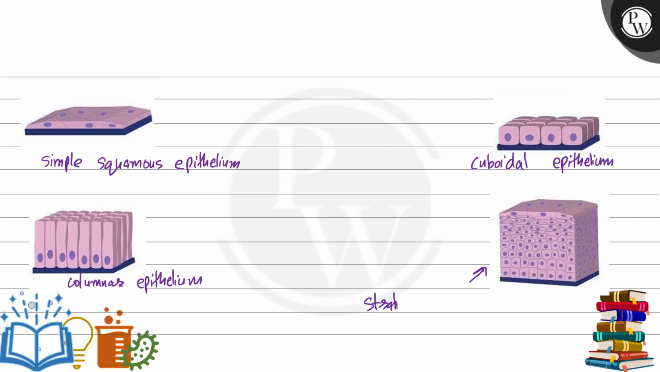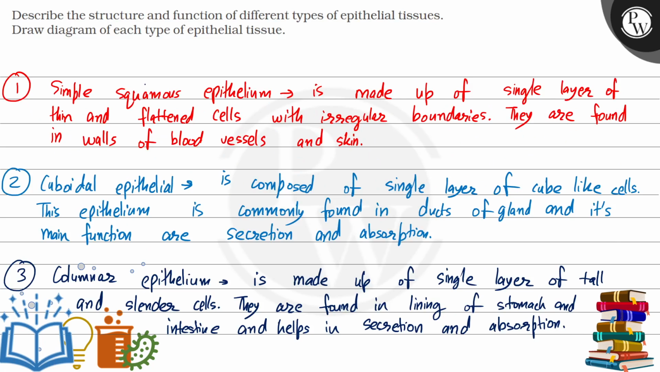This is stratified squamous epithelium. So, describe the structure and function of different types of epithelial tissues.